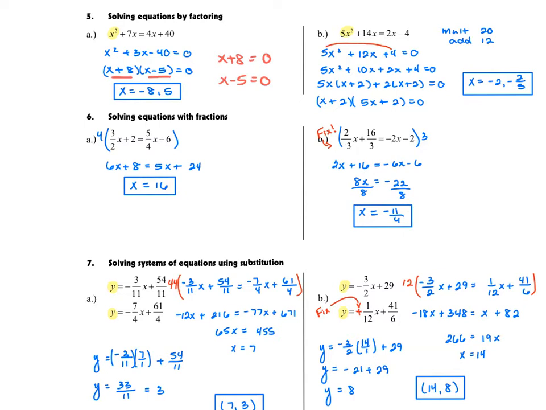Then, just like in the previous example, I mentally set this equal to 0, and that gave me a negative 2 when I solved the equation. And I mentally set this equal to 0, although you're welcome to write it down, and I solved it, and I got a negative 2/5.